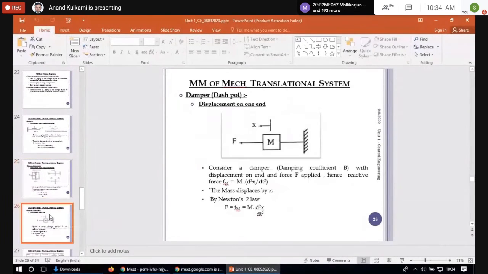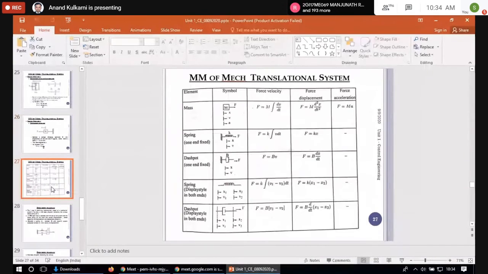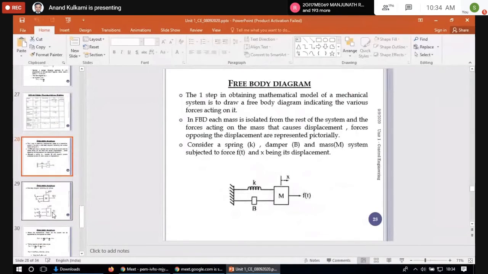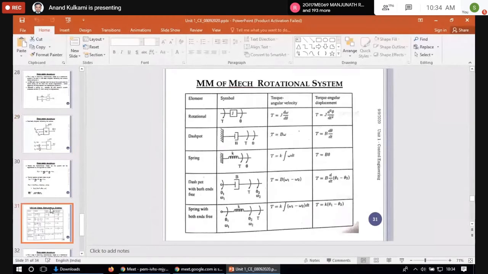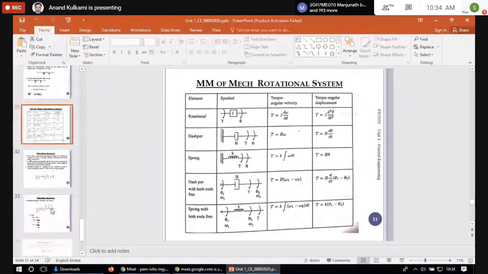So some standard Laplace transforms we will see, because I want to just freshen up that.